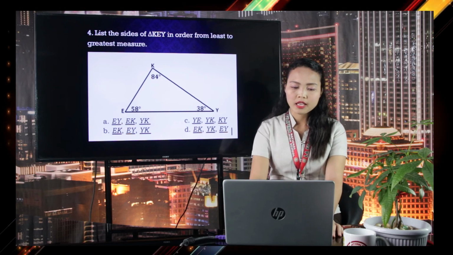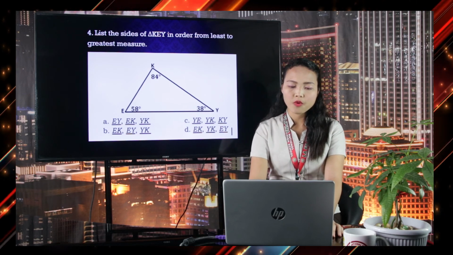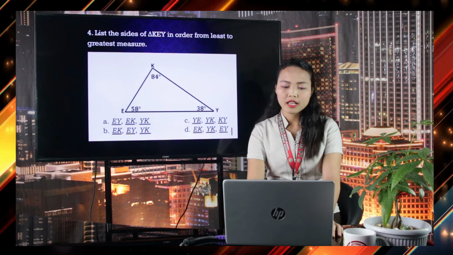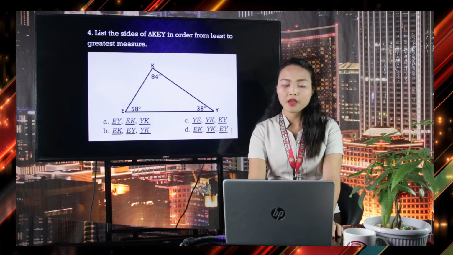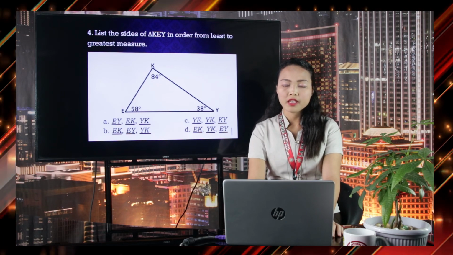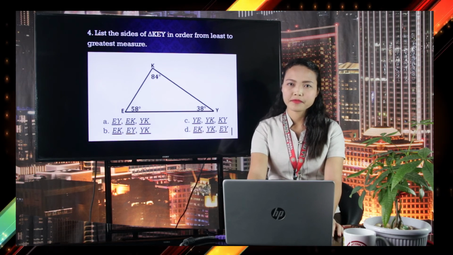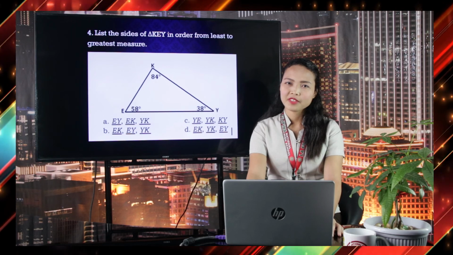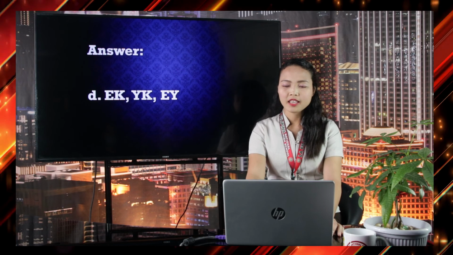Is it A? Line segment EY, EK, YK. B, EK, EY, and YK. Letter C, YE, YK, KY. Or letter D, EK, YK, EY. Okay, the correct answer is letter D.